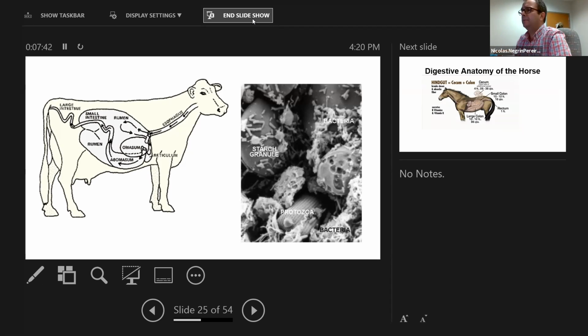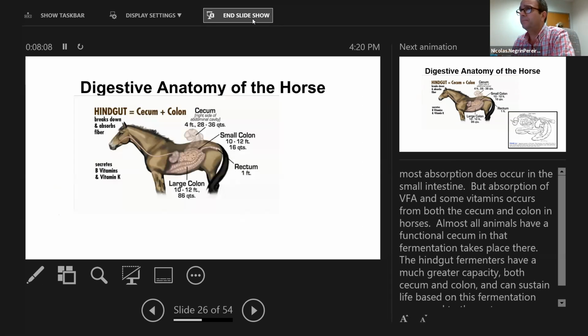This is a slide I like very much because it's an electron microscopy image of granules of starch being digested by bacteria and protozoa. You can see that they are on the surface of a starch granule, and you can see that some of the granules have already been digested, because you can see holes being made on its surface, on its structure.